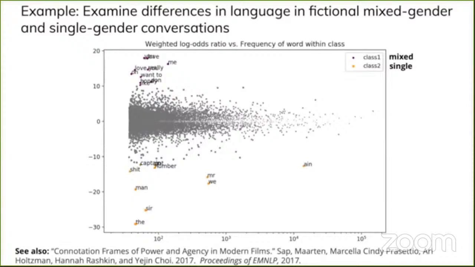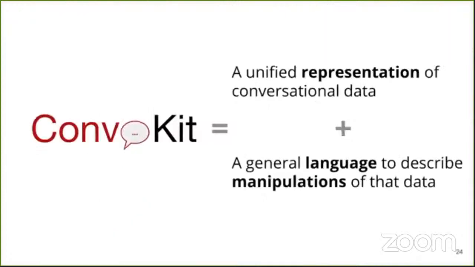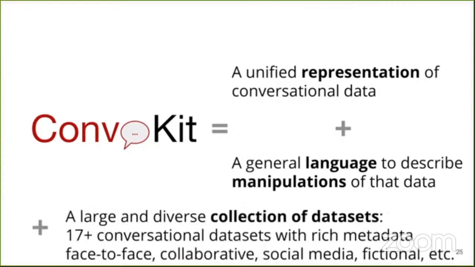And so we want to emphasize that it's really quick and easy to set up these sorts of analyses in Convocate. And being able to so quickly generate an initial plot like this might be a useful starting point for more rigorous analysis. Through Convocate, we've offered a unified representation of conversational data, as well as a general language to describe manipulations of that data through transformers. In addition, we also offer a large and diverse collection of datasets already in Convocate format that come with rich metadata and are from a wide variety of conversational settings.